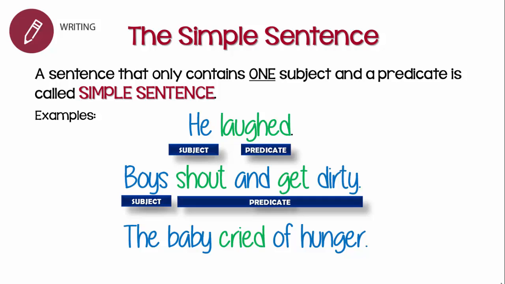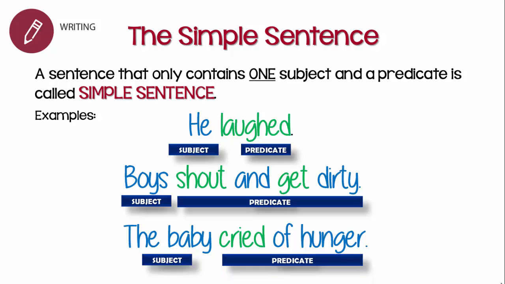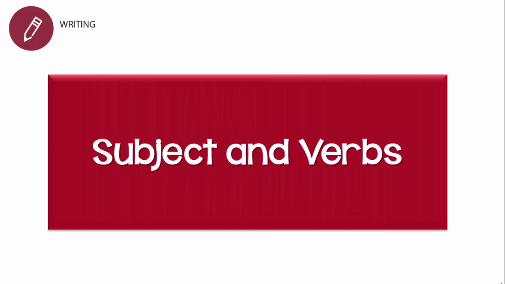The baby cried of hunger. The baby is the subject. Cried of hunger is the predicate. Notice that the predicate may be formed by only one word, that is the verb, or by many words. Even two verbs can form a predicate. Subjects and verbs.